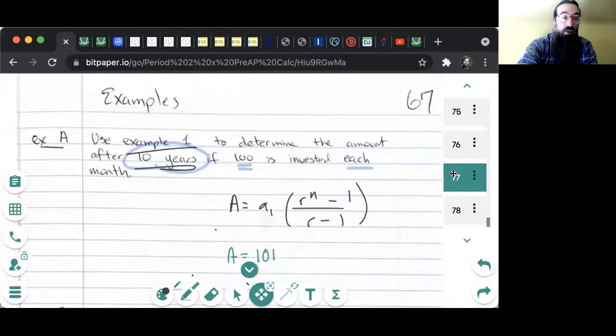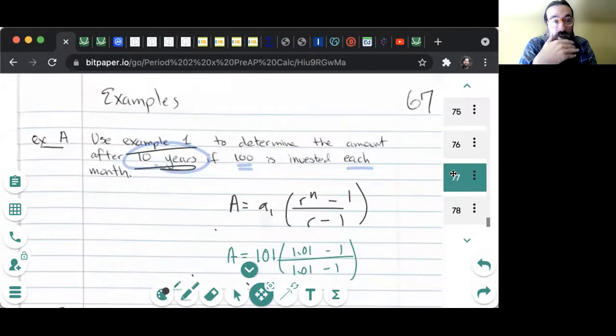And so we're going to get 101, 1.01 minus 1, 1.01 minus 1. All that's going to stay the same. The question is, how many months does 10 years equal?